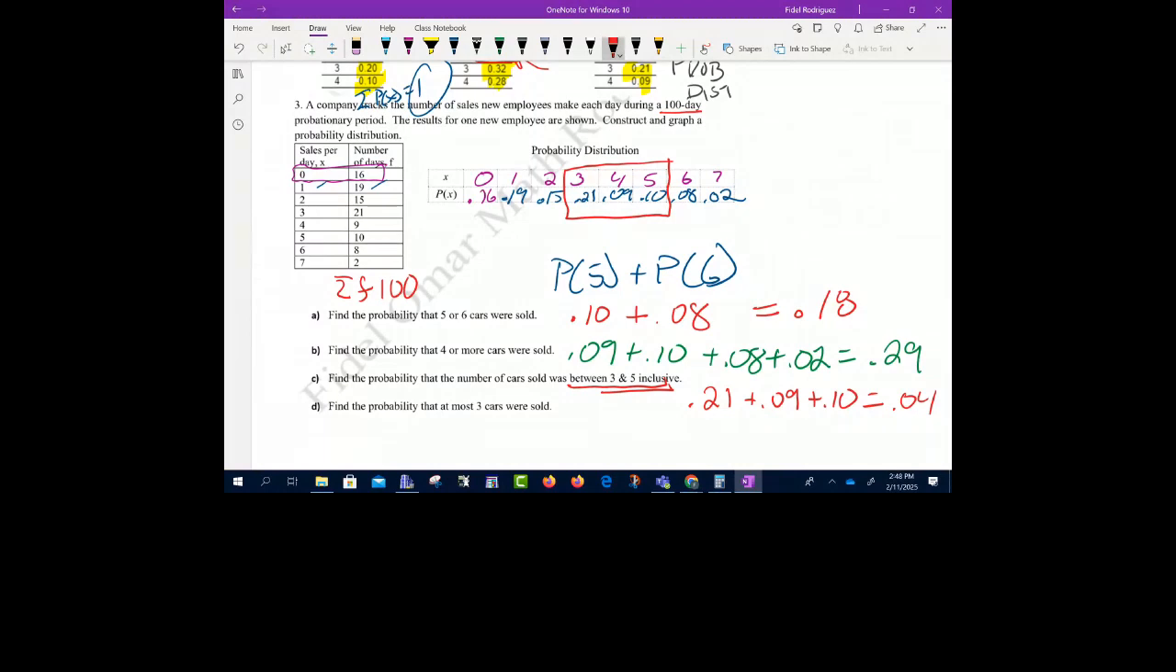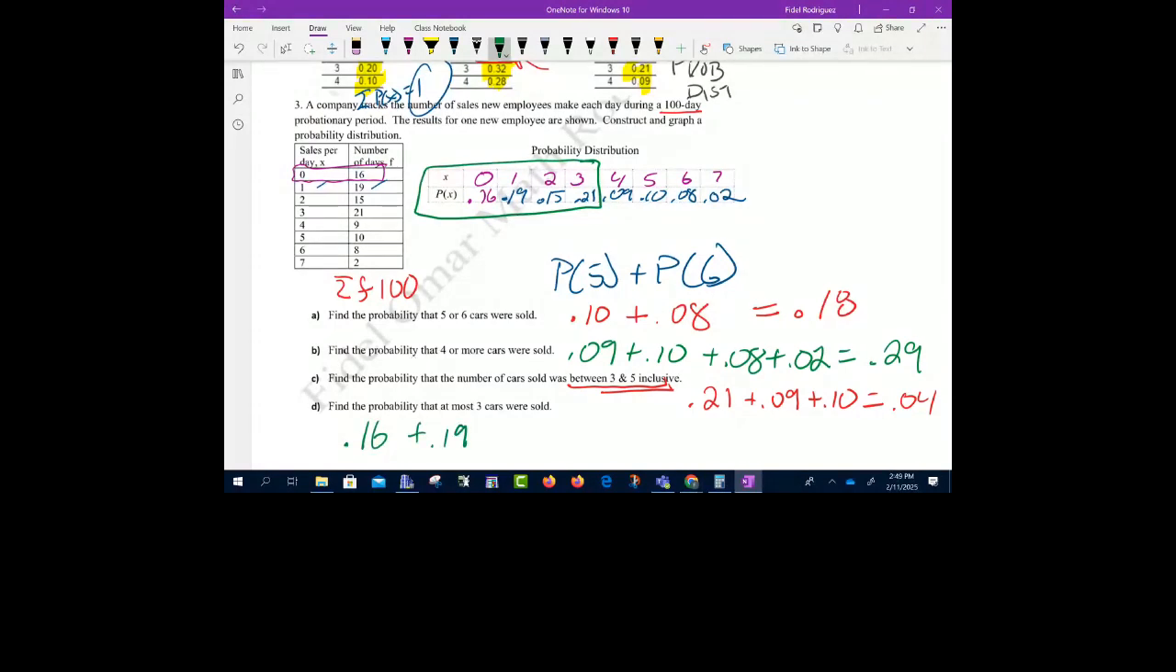Y'all, look at the last question. It says, find the probability that at most 3 cars were sold. What do you think the phrase at most means? Do you think at most means 3 or more, or do you think at most means 3 or less? 3 or less, right? At most means no more than 3. So if we're looking at no more than 3, we're going to look at all of those, which means they sold either 3, 2, 1, or they didn't sell any cars, okay? So we're going to add all of those together.